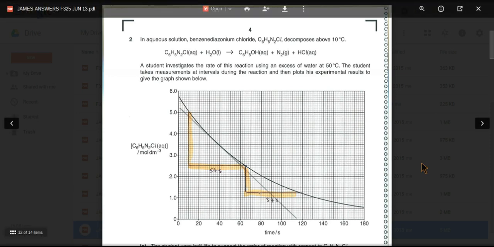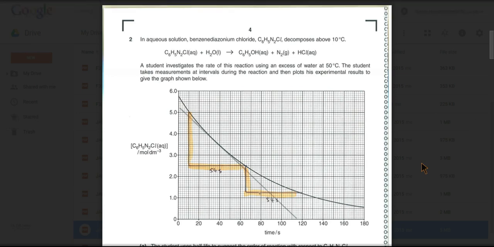Question 2 is a rates of reaction question, and we're told about this equation, this reaction between benzene diazonium chloride and water, forming phenol, nitrogen and HCl. So the student investigates the rates and plots the graph of concentration of benzene diazonium chloride against time.